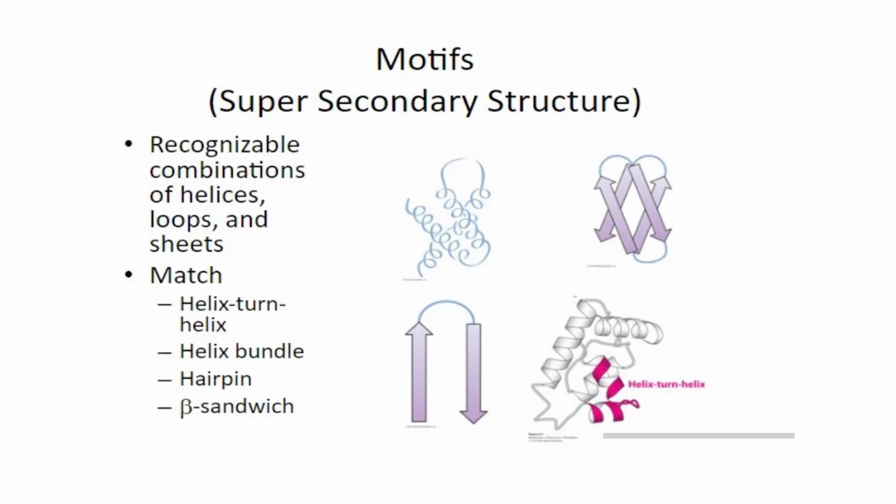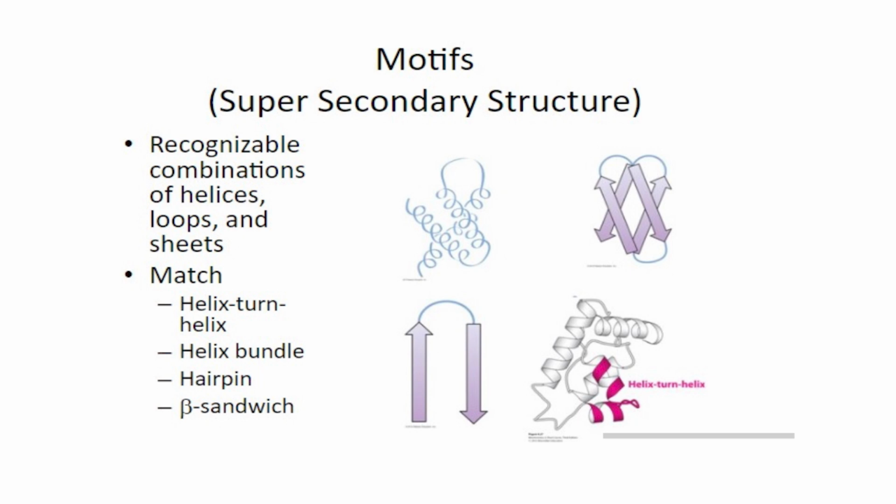Now, there are certain motifs. What are motifs? Motifs are recognizable combinations of helices, loops and sheets. So, these are also super secondary structures of protein. We have already discussed the loops, and the motifs which have helix turn helix.